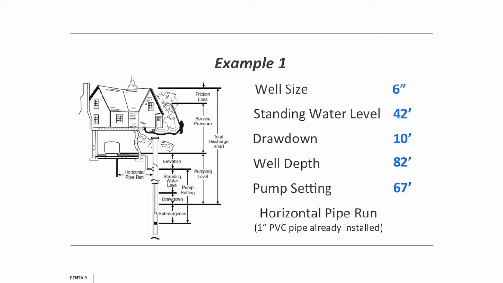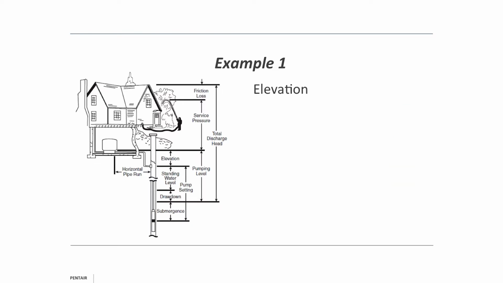Horizontal pipe run. Apparently this is an existing well and he already has 1-inch PVC pipe installed. In fact, he has 70 feet of it going out to the wellhead. So that begs the question, is there any elevation? And the answer is no. The elevation is flat. Okay.